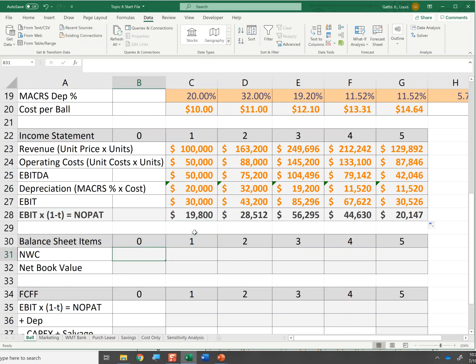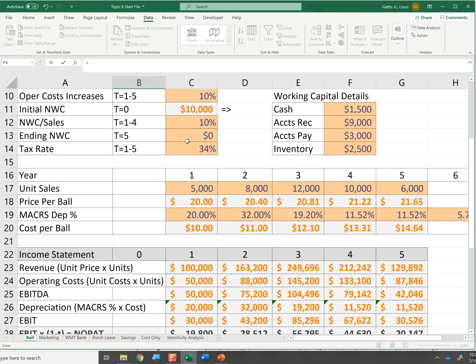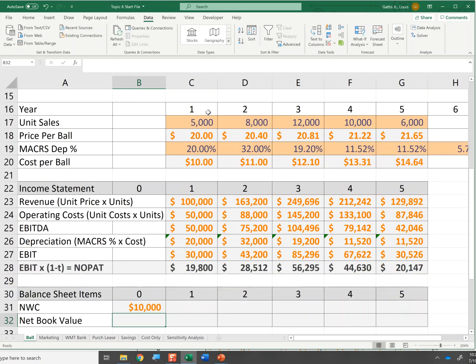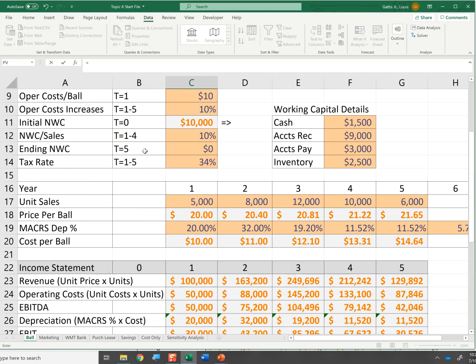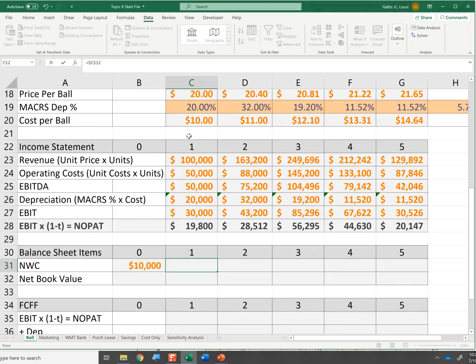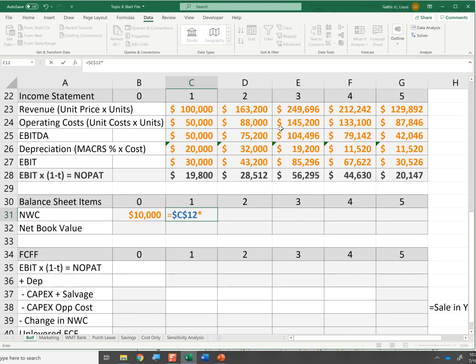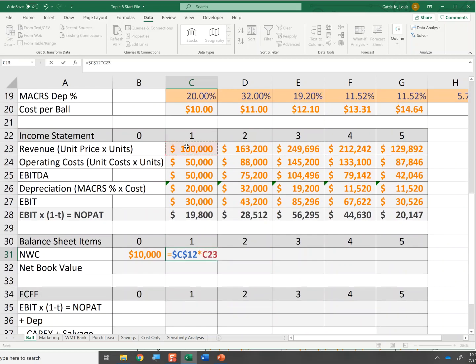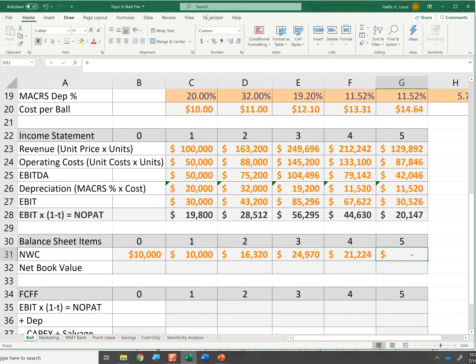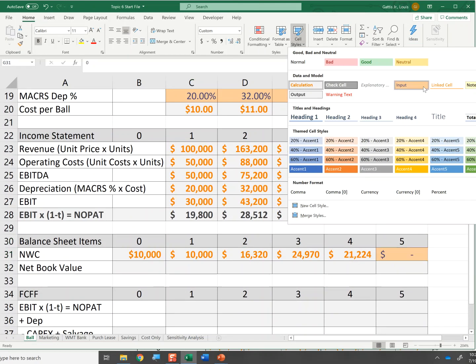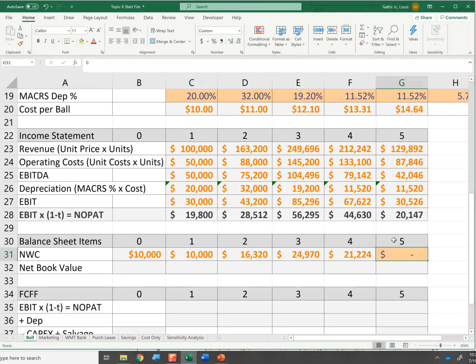Let's now calculate the net working capital. The assumption is I'm going to need $10,000 today. So I'll have a link to that. And then it's going to be 10%, anchor that, of sales each year. I'm going to take that through the 4th year. However, right here I'm going to put a 0 in year 5, and I'm going to change that style so I don't get confused later, because that's an input. So I'm going to need no working capital in year 5.